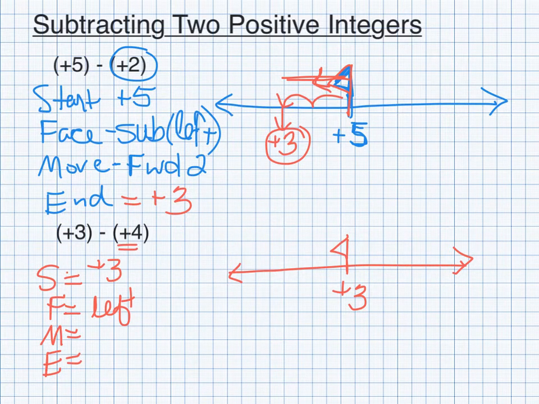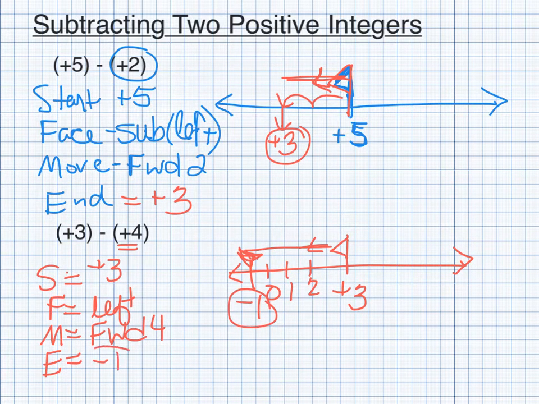Now again, this is a positive number, so I'm going to move forward 4 places this direction. So I've got 1, 2, 3, 4. This is where I will end, and that number is 2, 1, 0, negative 1. So I've ended on a negative number. My answer is negative 1.